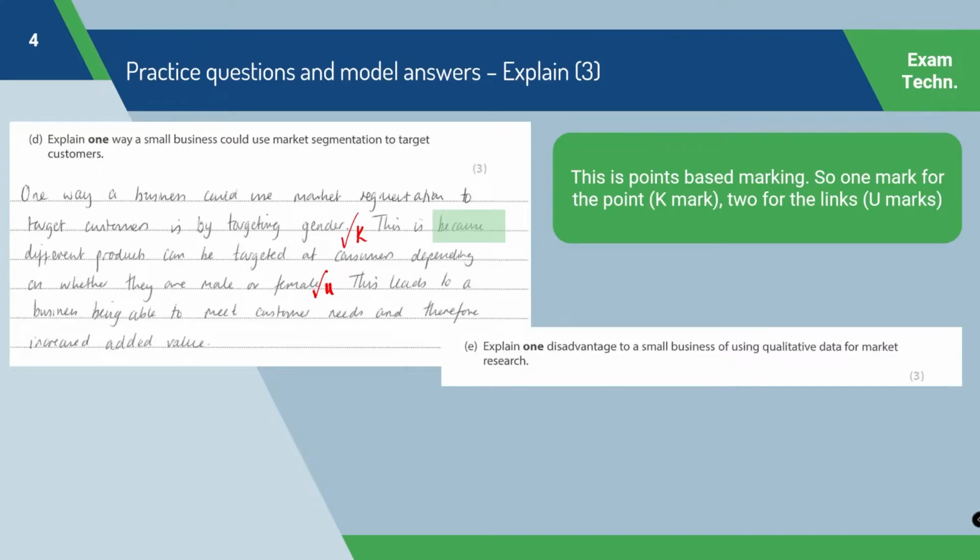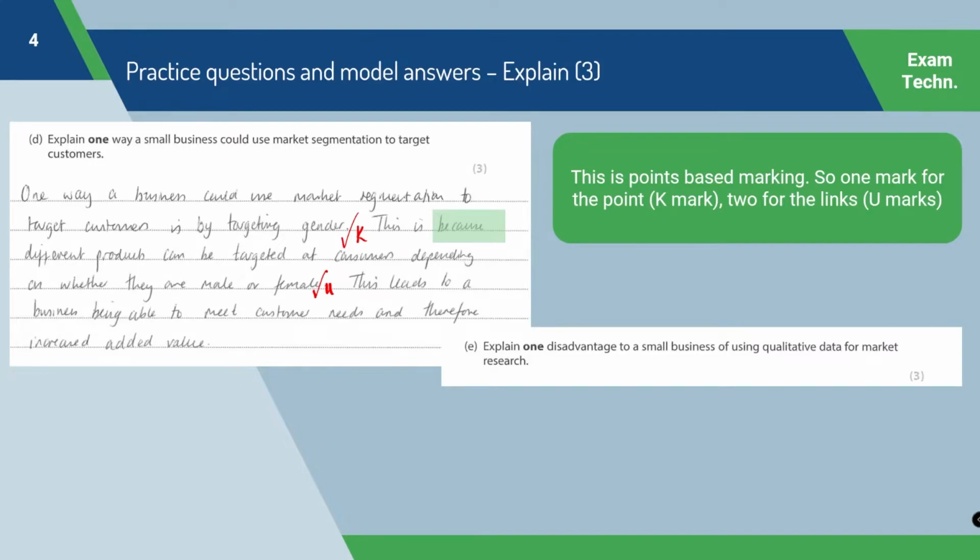And then the student finally says this leads to a business being able to meet customer needs and therefore increased added value. Now that would be a great chain if it was a benefit to the business question, but we need to remember that this is a way question, and that is not being descriptive of a step that they would then take to target a male or female group of customers. So therefore you need to give an example. So for example, you may develop an aftershave to target males, or a perfume to target females.